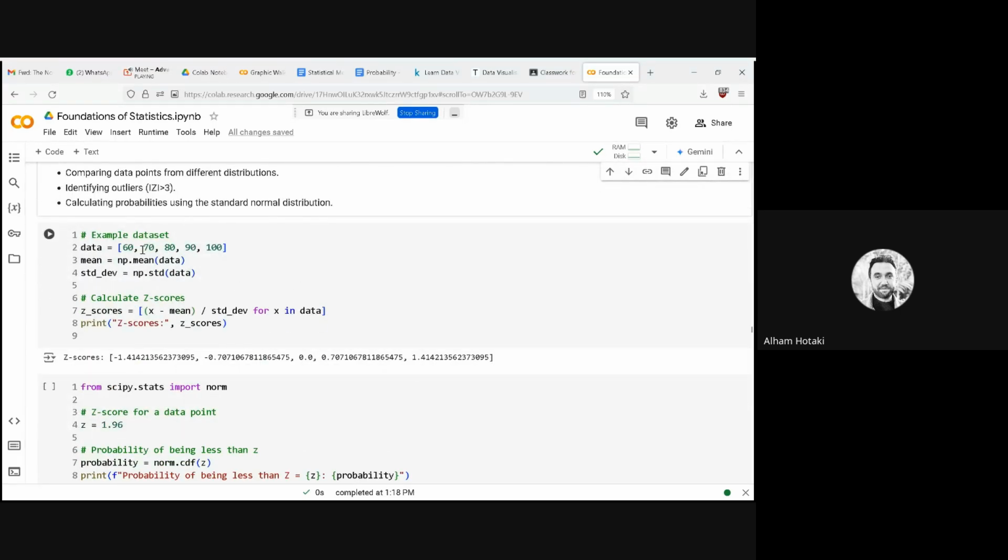For example, we have a data set of 60, 70, 80, 90, 100. You have to find the mean of this data set and also the standard deviation of this data set, and then calculate the z-score. Z-score is each data point minus the mean of the whole data set, divided by the standard deviation of that data set, for each x in the data.